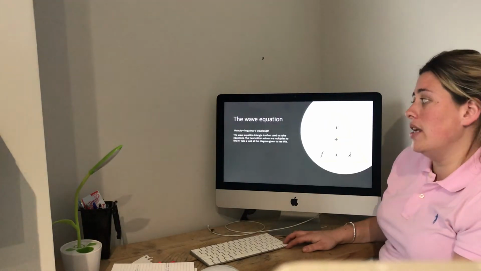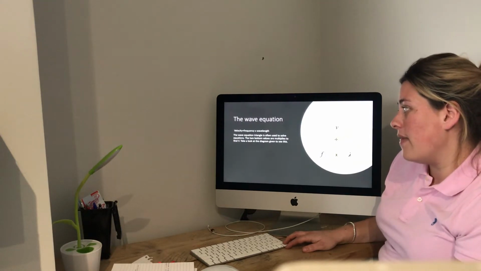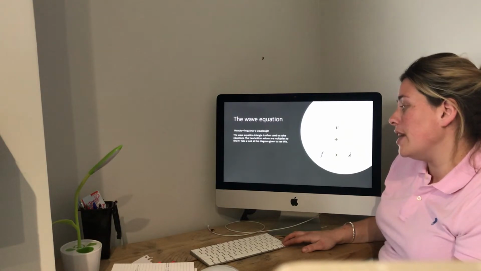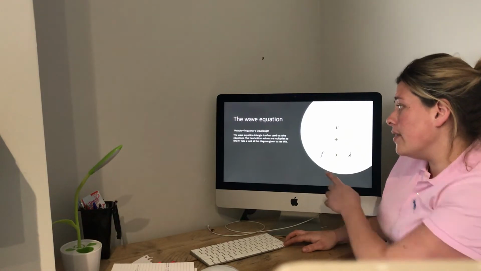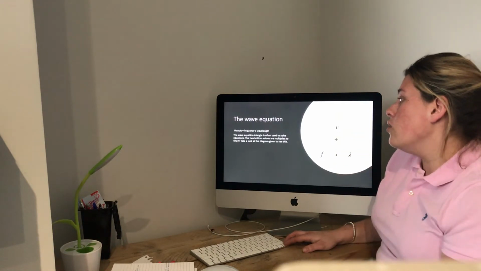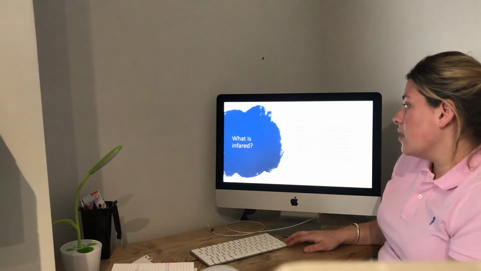The wave equation: velocity equals frequency times wavelength. The wave equation triangle is often used to solve equations. The 2 bottom values are multiplied to find V. Take a look at the diagram given to see this.